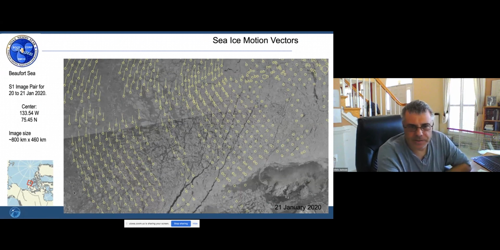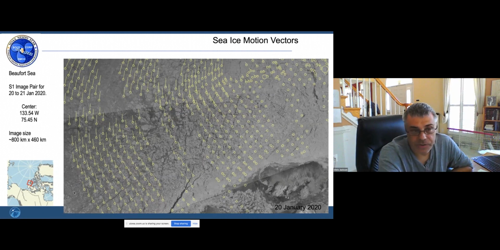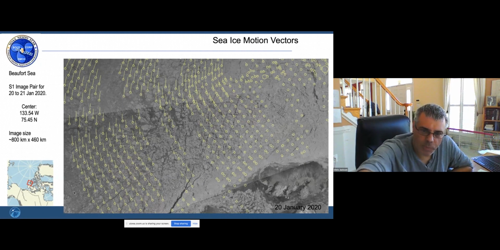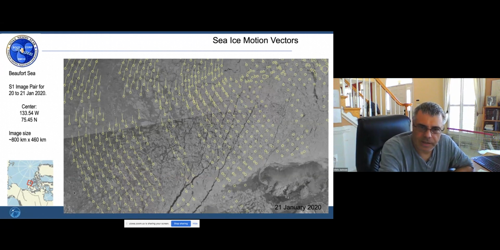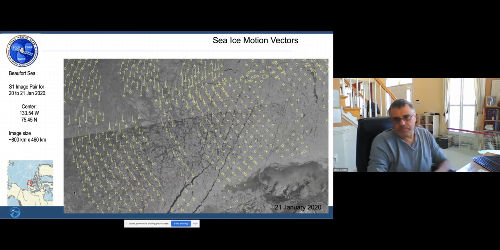Again, you can see this is what's called a lollipop plot. The circle is where it starts, and the line, or the stick of the lollipop, is the direction that the ice is traveling. You can see here, over the course of a little less than 24 hours, these large leads that are opening up in the Beaufort Sea, north along the Canadian archipelago, as the ice moves to the northwest there. All right.